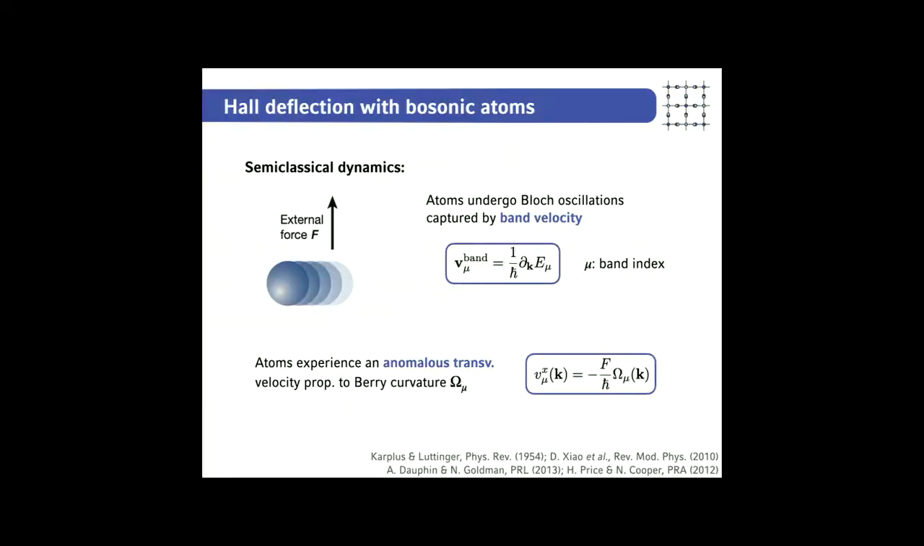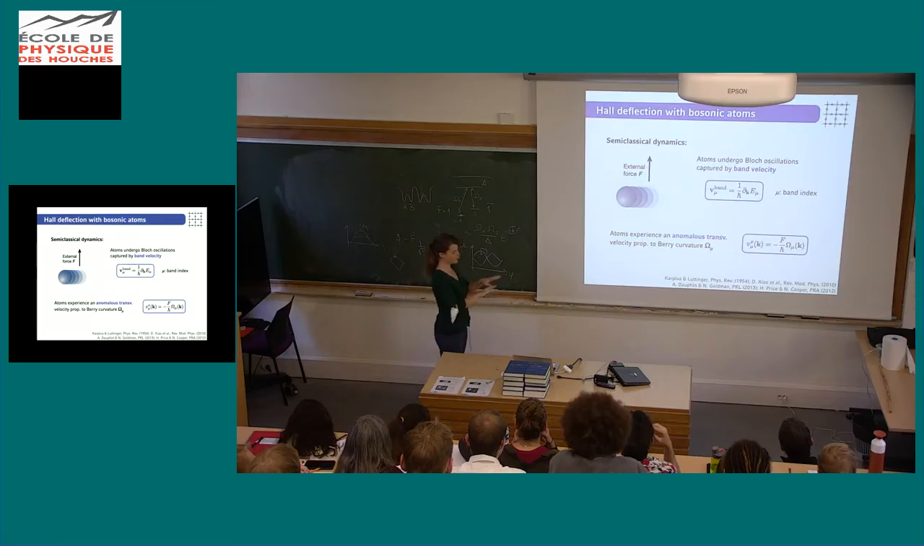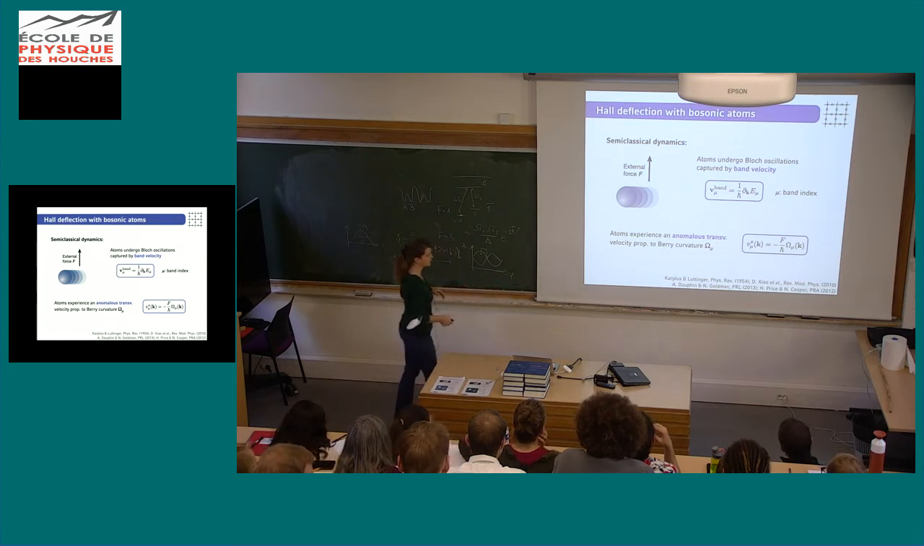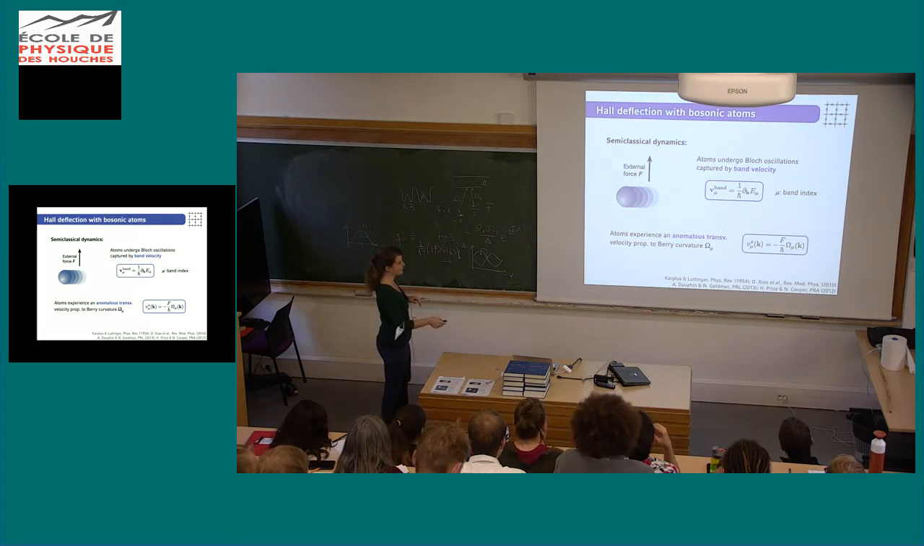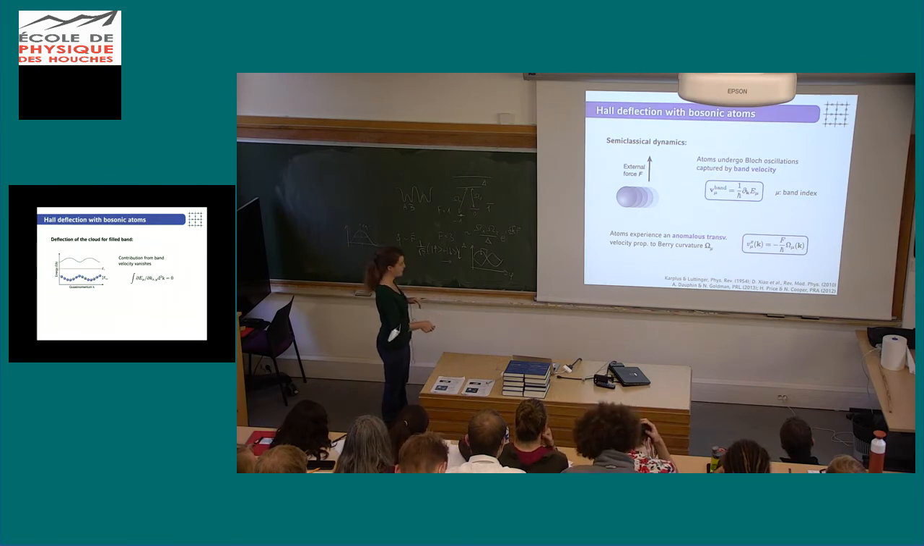Now, what we don't want to do is probe this band velocity. And actually, if we fill the complete band, due to the symmetry of the dispersion relation, this contribution simply drops. If we apply a force to our cloud and there's no dissipation, it will not move in the direction of the force. There may be some oscillation, some breathing of the cloud, but it will not move in the direction of the force. And moreover, in order to measure the Hall deflection for the complete band, we want to populate all the quasi-momentum states at the same time.